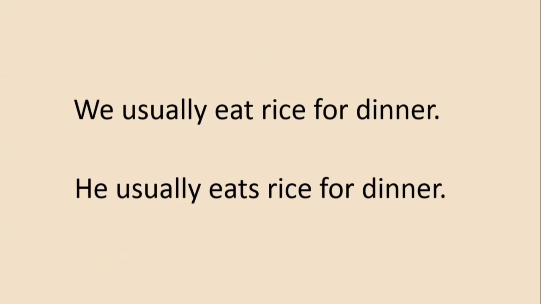Now let's compare these two sentences. We usually eat rice for dinner. He usually eats rice for dinner. What is the contrast between these two sentences? As you know, in the second sentence, our verb got s at the end. Why? Because the subject is singular.